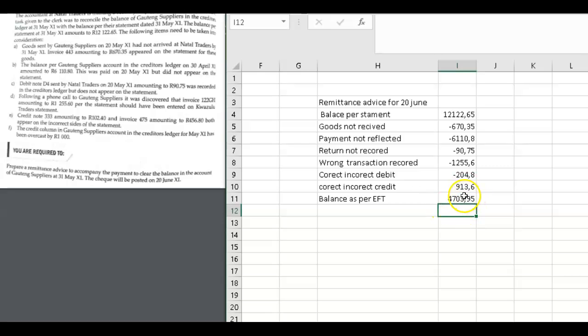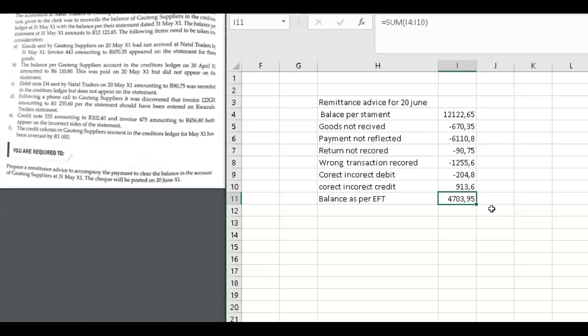So balance as per EFT. Now this is the correct thing, not this one over here. They say that I owe them. So at first they made a mistake. They said you owe 12,122. But now with further inspection, you basically saw that you only owe them 4,703. So you see how a big mistake was created and made.